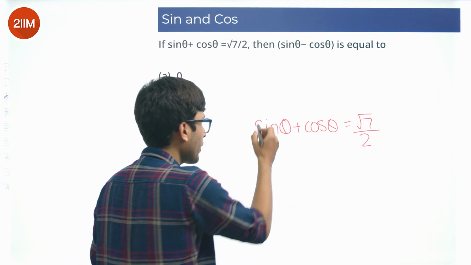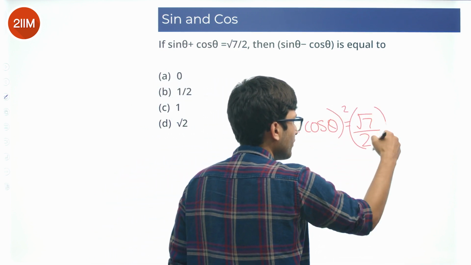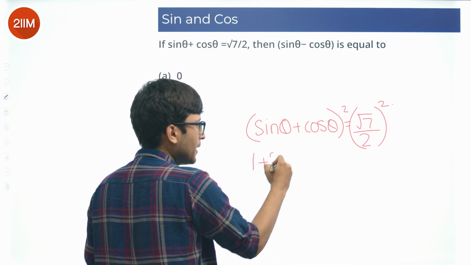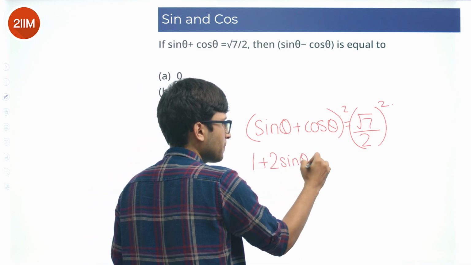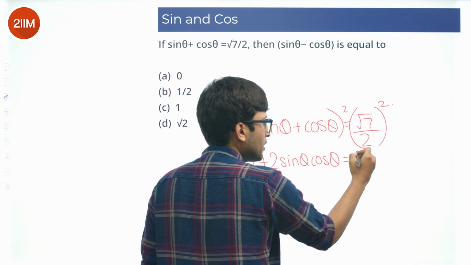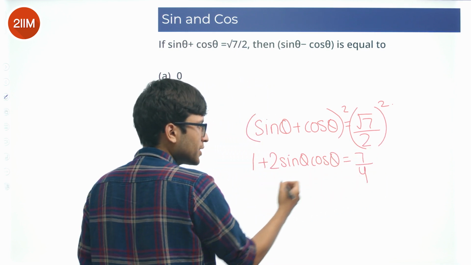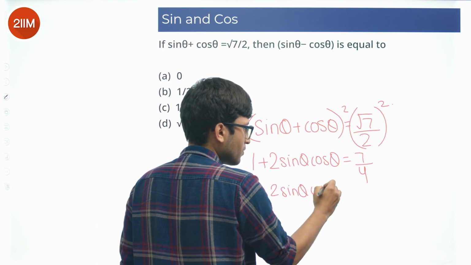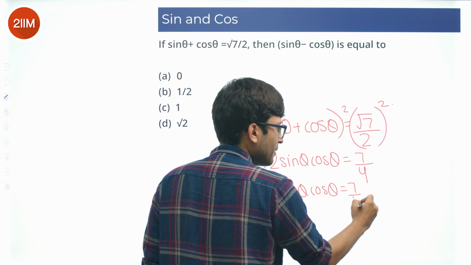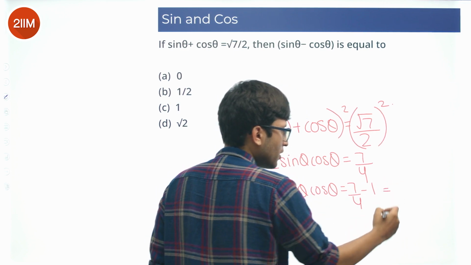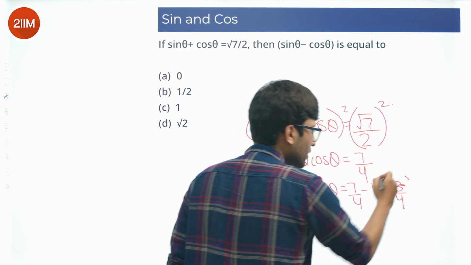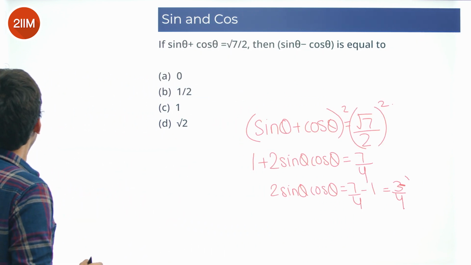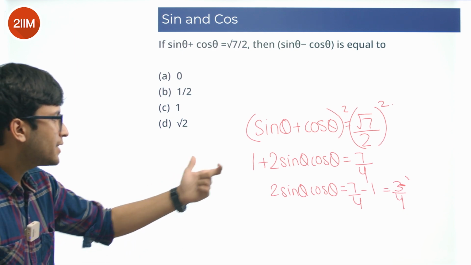What I can do is square on both the sides. What I would be having is sine square theta plus cos square theta, which is equal to 1, plus 2 sine theta cos theta. This is equal to 7 by 4, or 2 sine theta cos theta will be equal to 7 by 4 minus 1, which is equal to 3 by 4. So I got 2 sine theta cos theta as 3 by 4.